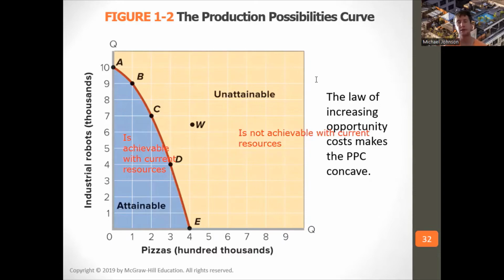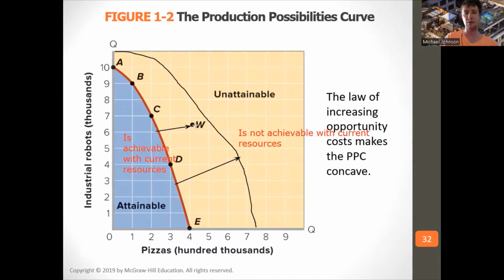So I'm gonna ask the class, what would have to happen for us to move over here, in order to come out here, for us to shift the graph right and be in the unattainable region? What would have to happen to get to W? Yes, exactly. You got it. Good job, Justin. Increase in resources. You got it. That's great.